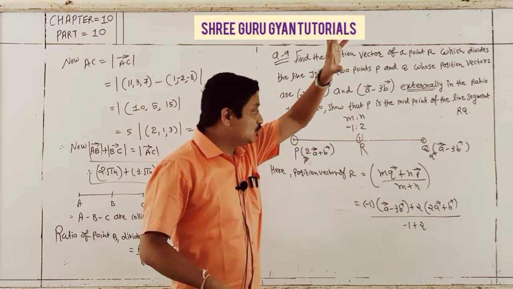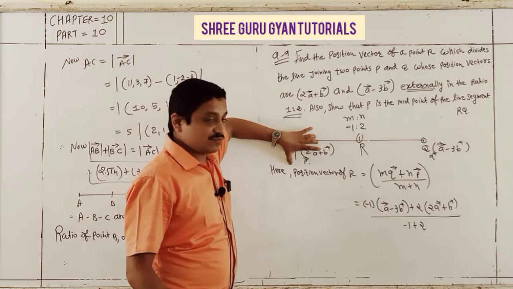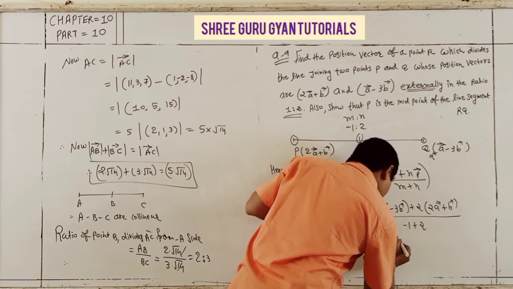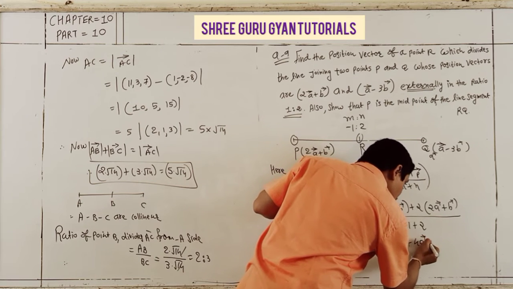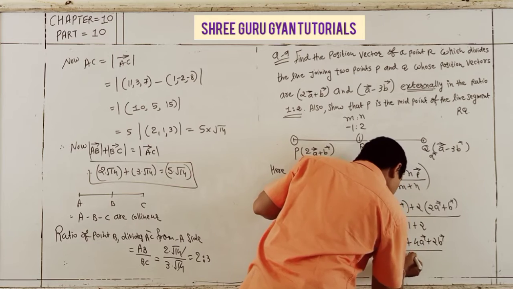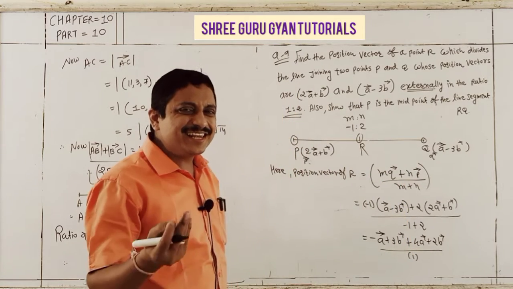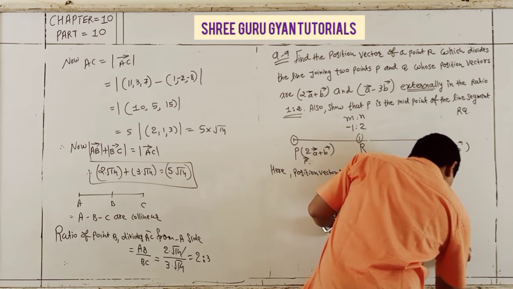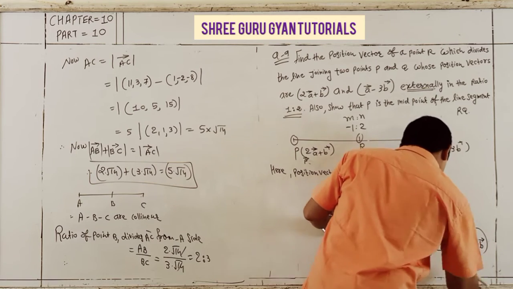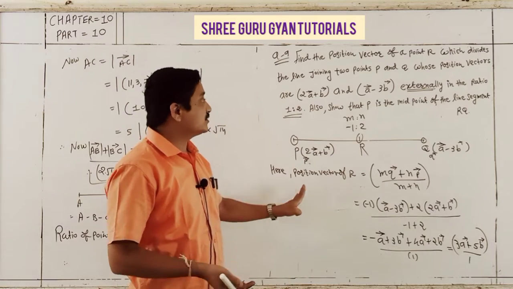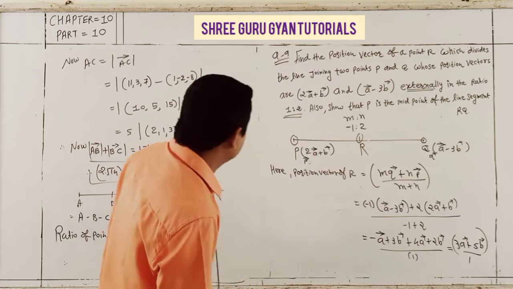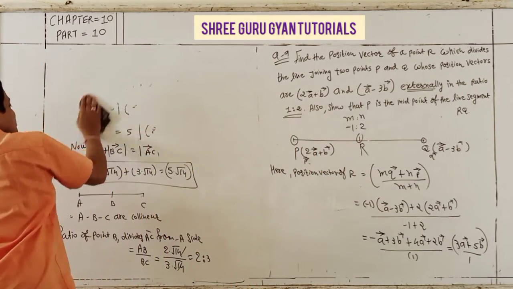Students, first of all, put in the position vector of q minus the position vector of p. Now apply the solution. So here the answer is -a plus 3b plus 4a plus 2b, upon 1, and you will easily get the position vector of R. It will be 3a plus 5b. Yes, students, 3a plus 5b upon 1. That's the position vector of R done. Now secondly, prove that P is the midpoint of segment RQ. That's my second proof.